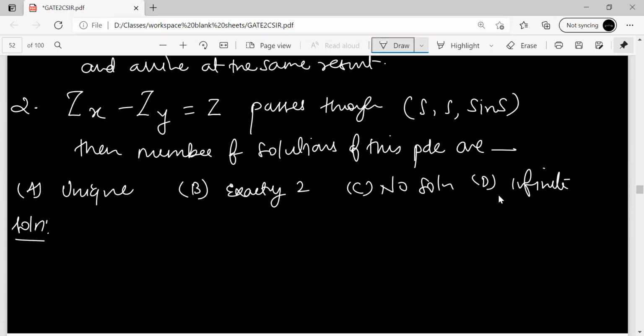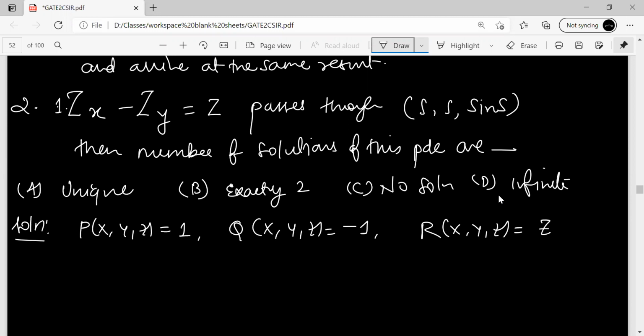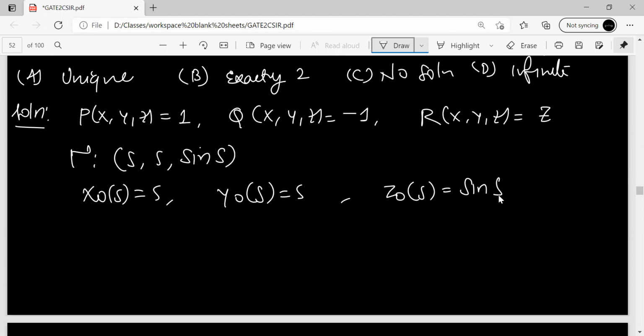Now you just have to first take into consideration what your p of x, y, z is. Here you have got lucky: it is 1. Then q of x, y, z is -1, and r of x, y, z is simply z. Now watch out. Gamma is the curve given, and it is (s, sin s). So you can say x naught of s is just s, y naught of s is again s, and z naught of s is sin s.